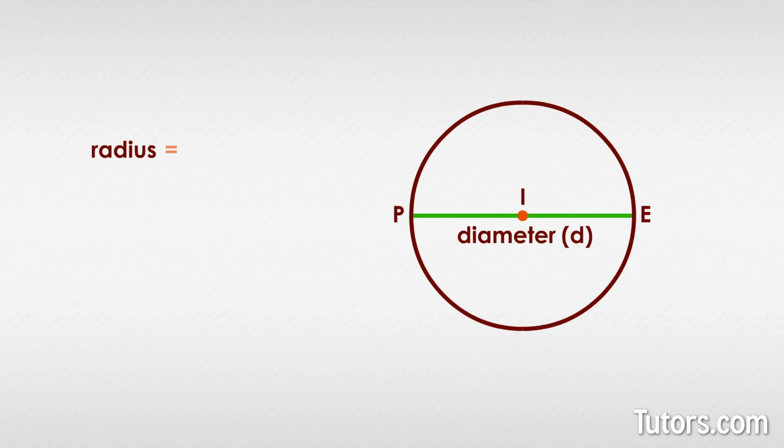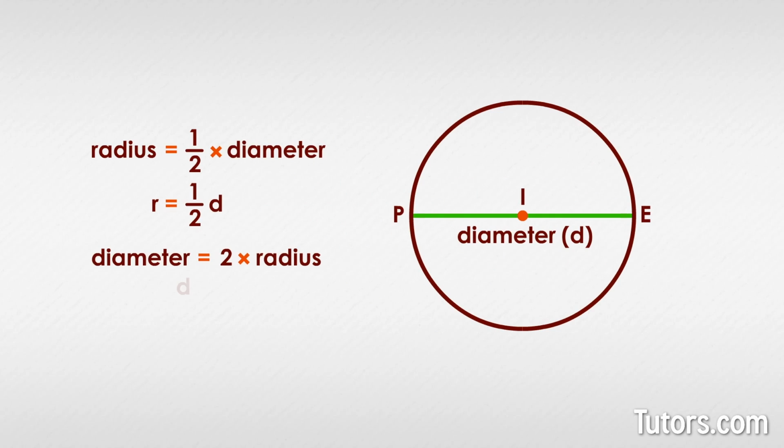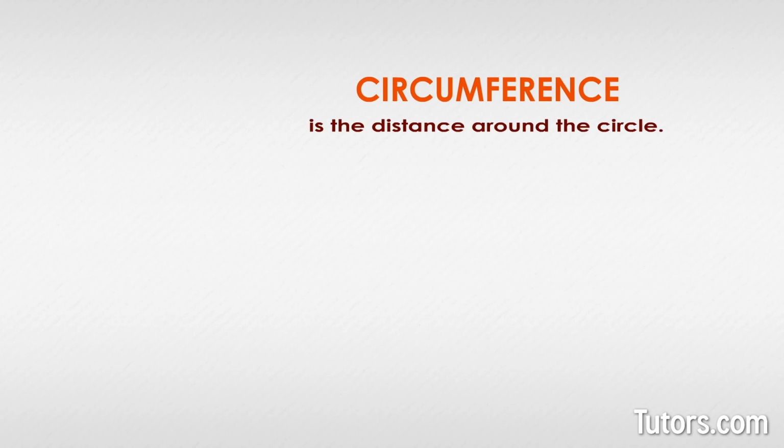This means radius is 1/2 the diameter, and diameter is 2 times the radius. Here are the formulas for diameter to radius. For polygons, perimeter is the sum of the lengths of their sides. Circles have perimeter too, but we give it a special word, circumference. The circumference of a circle is the distance around the circle.